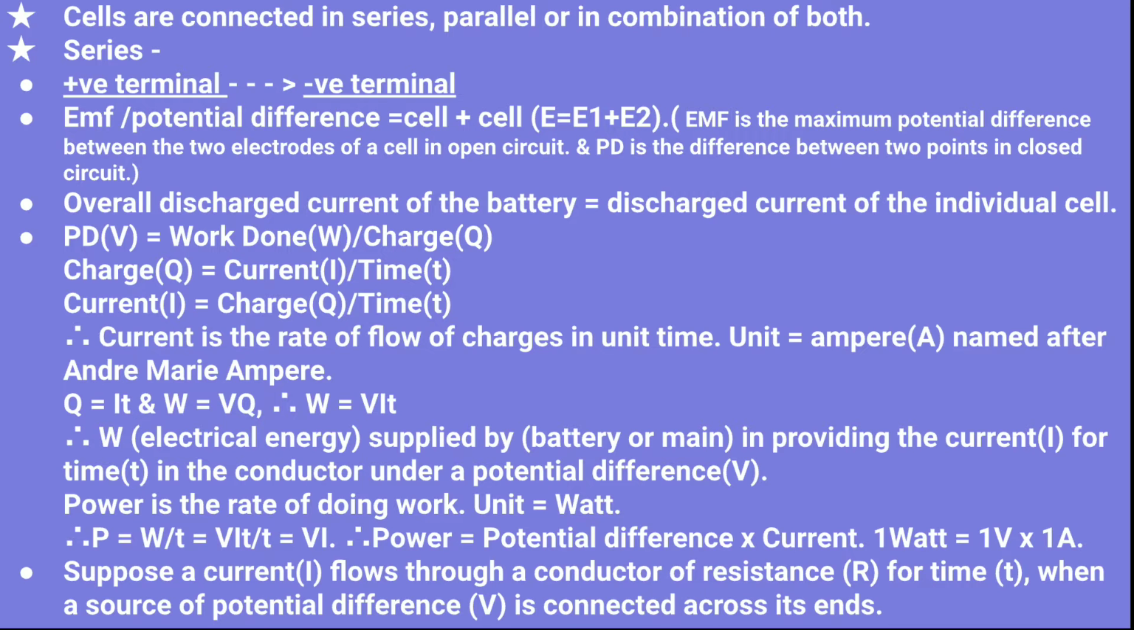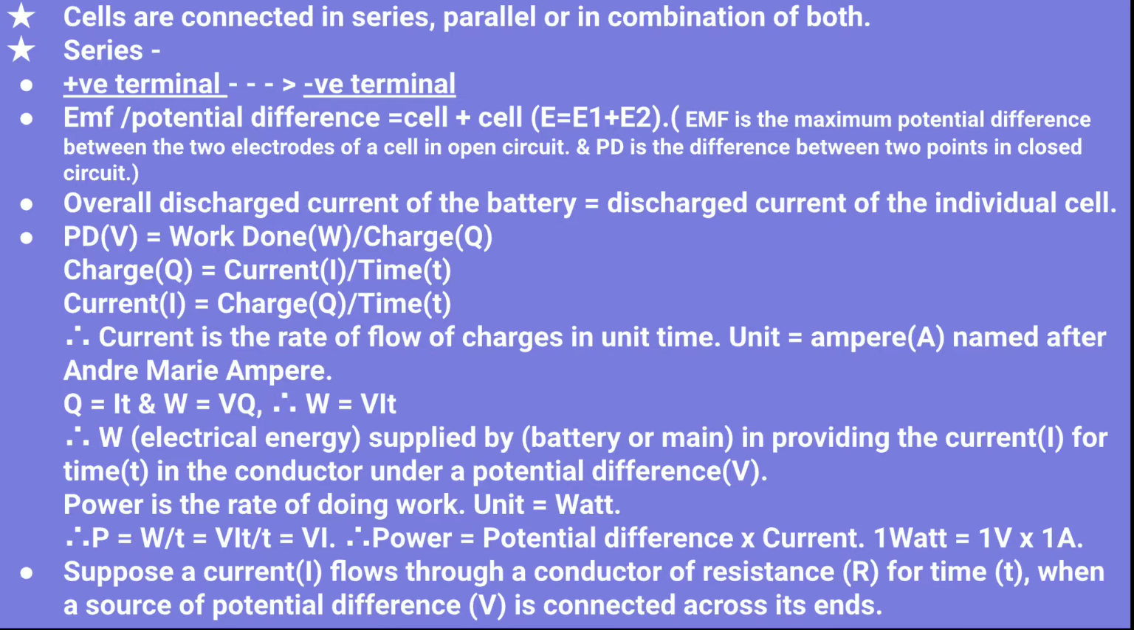Cells are connected in series, parallel, or a combination of both. If the cells are connected in series, current flows from the positive terminal to the negative terminal. Then the EMF, or electromotive force, is equal to the sum of the cells' EMFs, that is E = E1 + E2. If there are several cells, E1, E2, E3, E4, it will be the summation of all the electromotive forces.